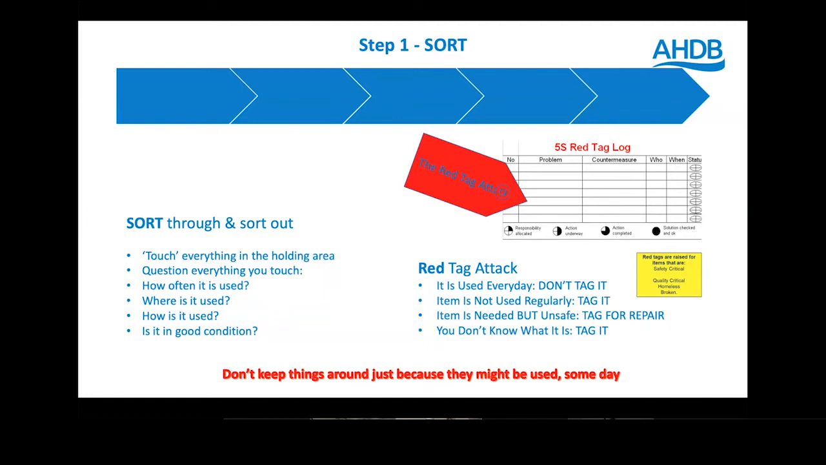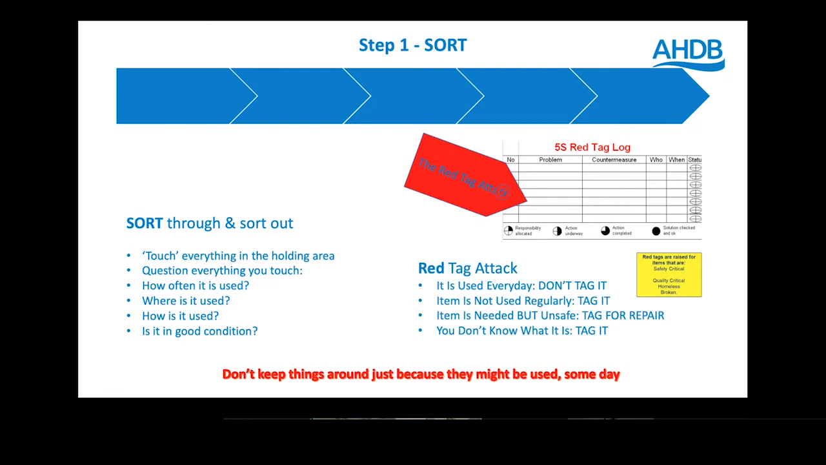So the 5S I mentioned to you before, about the sort. You're clearing out all the clutter. If there are items in there that you don't use, you clear them out and you tag them. If you're not certain what it is, you tag it. If it's identified as something that's not being used that regularly, you tag it. And if it's not safe, we used to tag them for repair and make sure we notified maintenance.